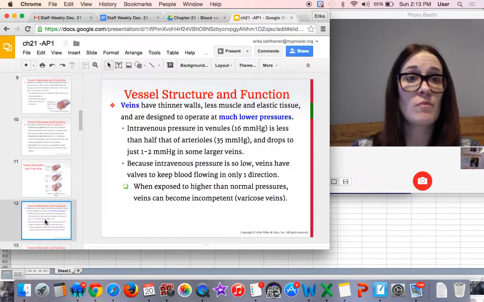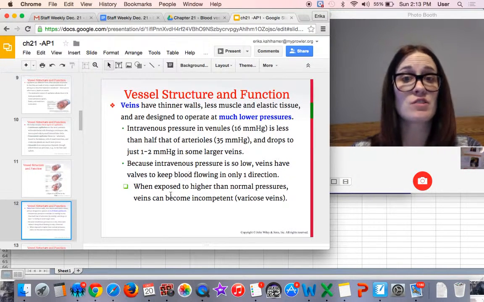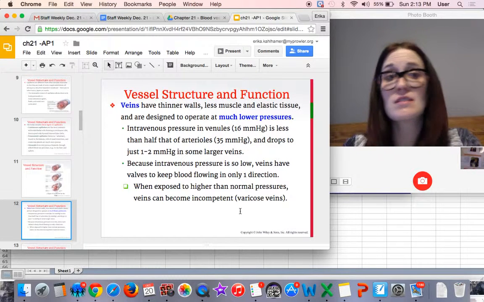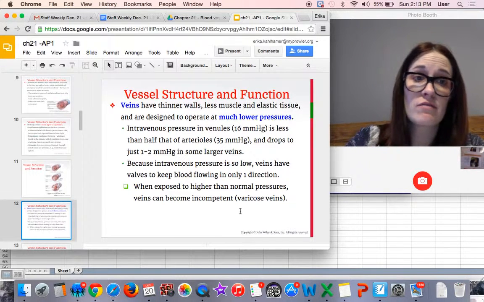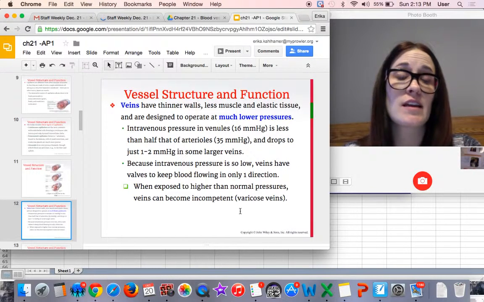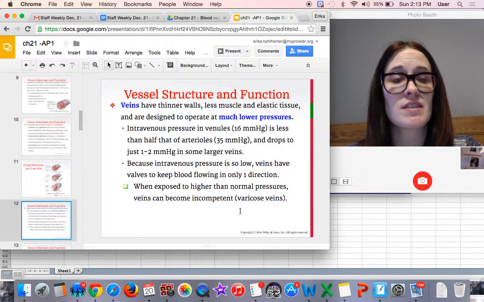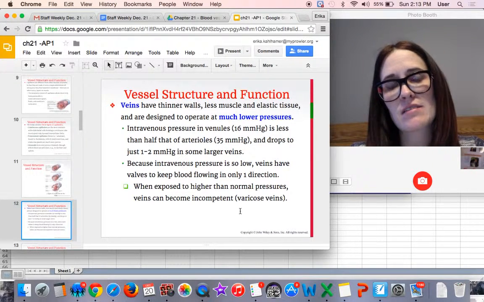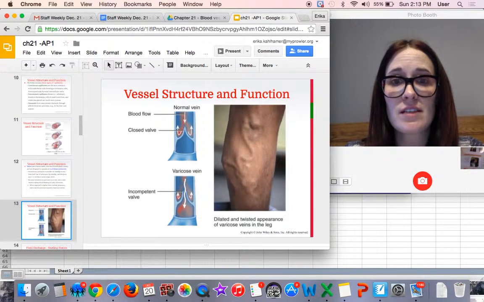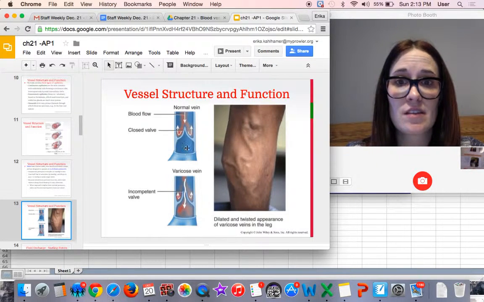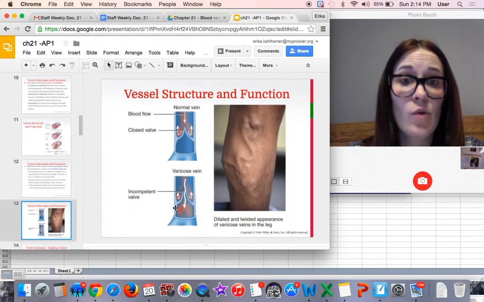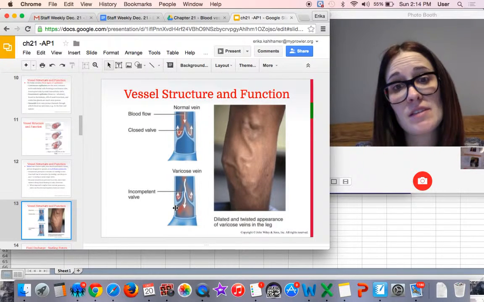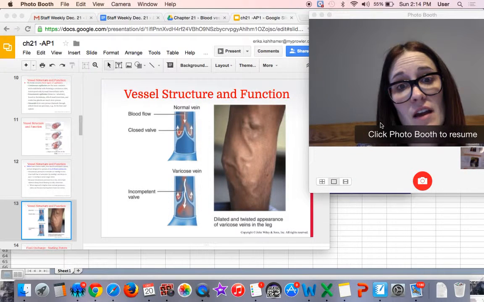If somebody has higher than normal blood pressure, somebody with hypertension for an excessive period of time, one of the things that can happen is the veins can become incompetent. This is called varicose veins, and here's a picture of it. This person, essentially their valves aren't working properly. The valves are supposed to close off that blood flow so blood can't pool and go backwards. Well, in varicose veins, that's exactly what happens, and the blood kind of pools in the legs.